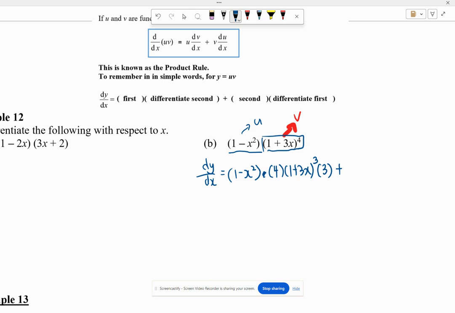So our plus v, which is the second one, copy down the second one. Multiply by, differentiate the first one. Differentiate 1 minus x squared, differentiate 1 is 0. Then the second term is minus 2x. So simplify it.